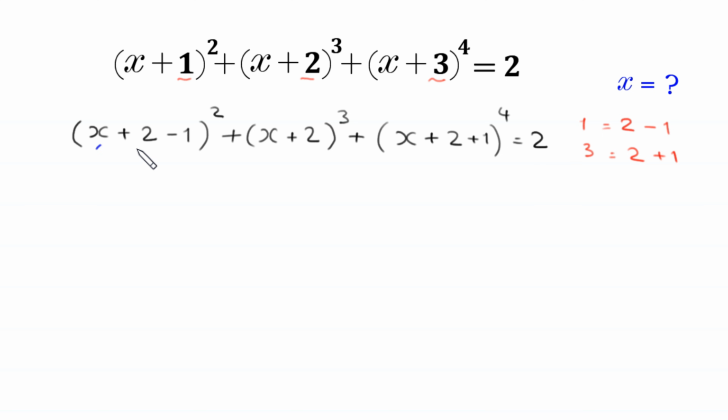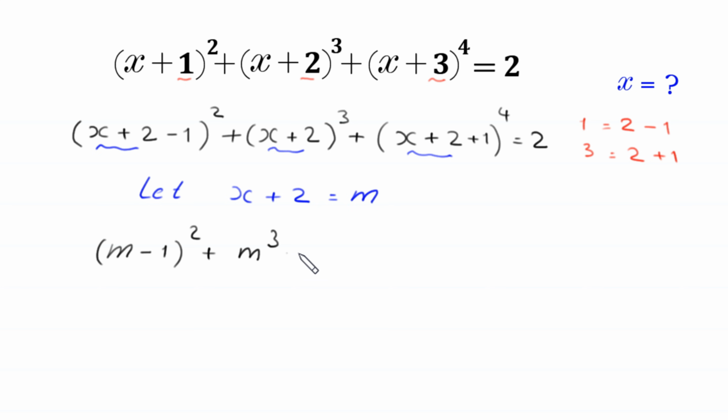Now we have x + 2 in all the three terms. So we suppose that x + 2 is equal to m, and we substitute m in this equation. Then this equation will become (m − 1)² + m³ + (m + 1)⁴ is equal to 2. Now this (m − 1)² is equal to m² − 2m + 1, plus this m³.